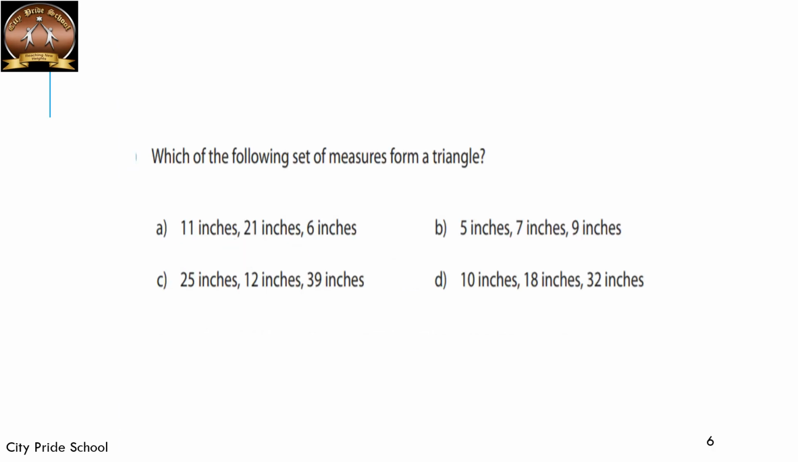Okay children, I will show some examples related to this property. Which of the following sets of measures form a triangle? The first one: 11 inches, 21 inches and 6 inches. What you will do in this is add any two sides. Suppose I add 11 and 21. The sum of 11 and 21 is 31 inches, which is greater than 6, the remaining third side.